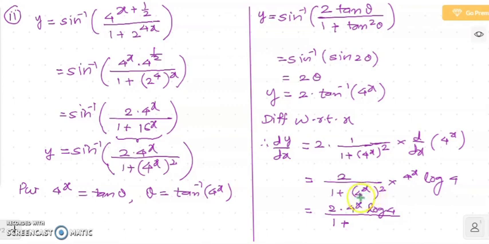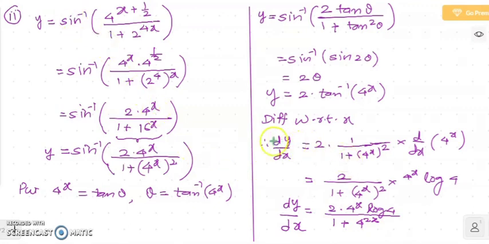What is this value going to be? 4 raised to x square means 16 raised to x, means 2 raised to 4 raised to x, means 2 raised to 4x also. These are all equal. You may find any version. You may stop here also. 4 raised to x square, or a raised to m raised to n, is a raised to mn. I would write that as 4 raised to 2x. So dy by dx is written like this: 2 into 4 raised to x log 4 divided by 1 plus 4 raised to 2x.